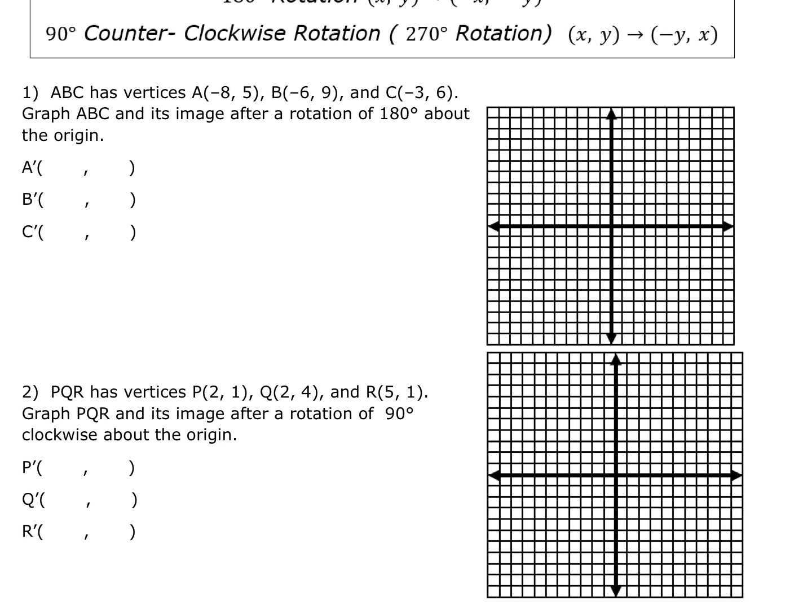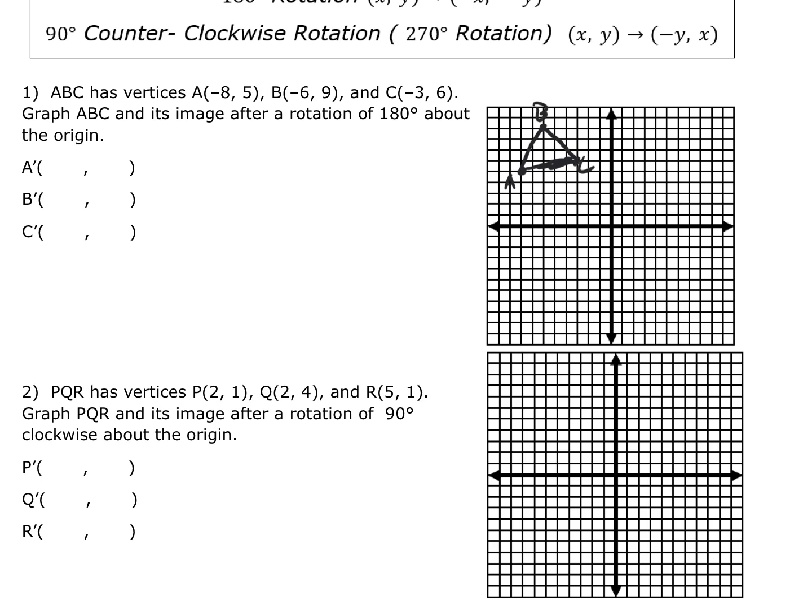So we have triangle ABC with vertices at negative 8, 5, so we need to put one there. Right there. At negative 6, 9. And at negative 3, 6. So 1, 2, 3. 1, 2, 3, 4, 5, 6. Right there. So we're going to have to draw this triangle. So that's A, that's B, and that's C.